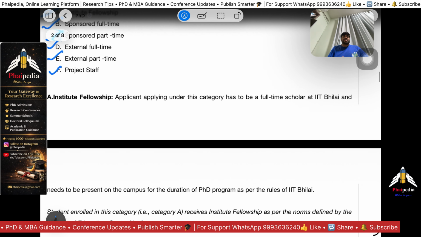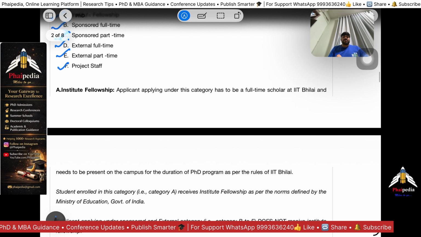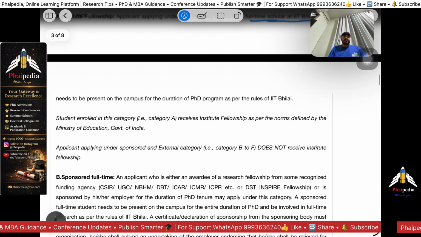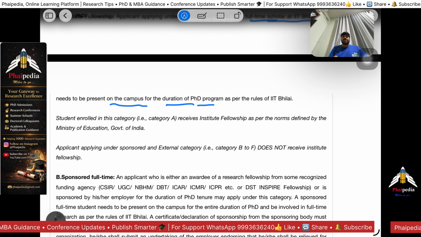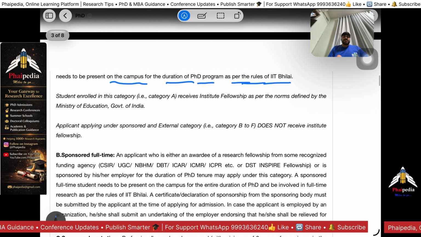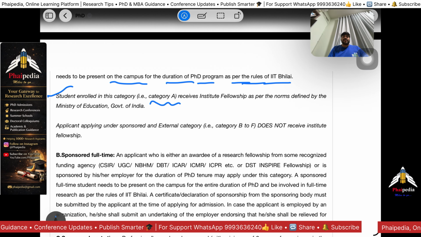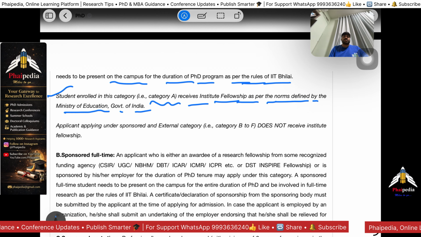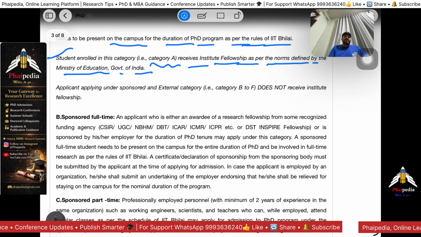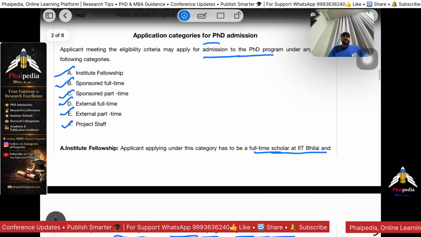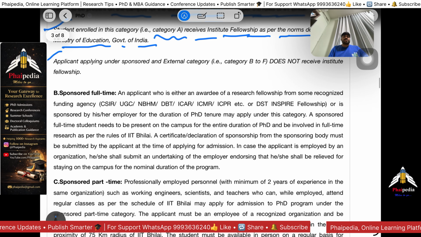So, for example, when we discuss the first one, institute fellowship. Applicants applying under this category have to be a full-time scholar at IIT Bhilai and need to be present on campus for the duration of the PhD program as per the rules of IIT Bhilai. Students enrolled in this category, that is category A, receive institute fellowship as per the norms defined by the Ministry of Education or Government of India. Applicants applying under a sponsored or external category, that is category B to F, do not receive institute fellowship.